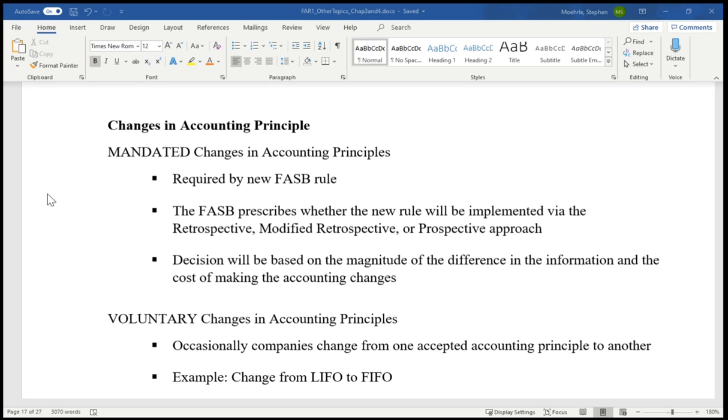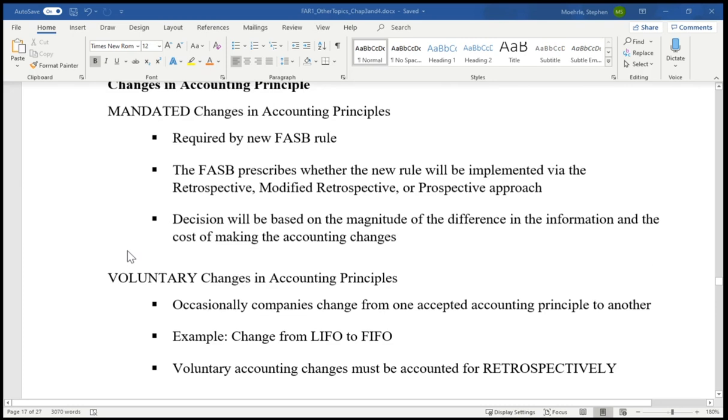But if it's a marginal difference, it just made the threshold for being worthwhile changing, but the cost of carrying it out for the company would be huge, they might use a more simplified approach, a less expensive approach to implement, such as the prospective approach. Now, if it's a voluntary change, all bets are off. Voluntary changes in accounting principle are implemented retrospectively.